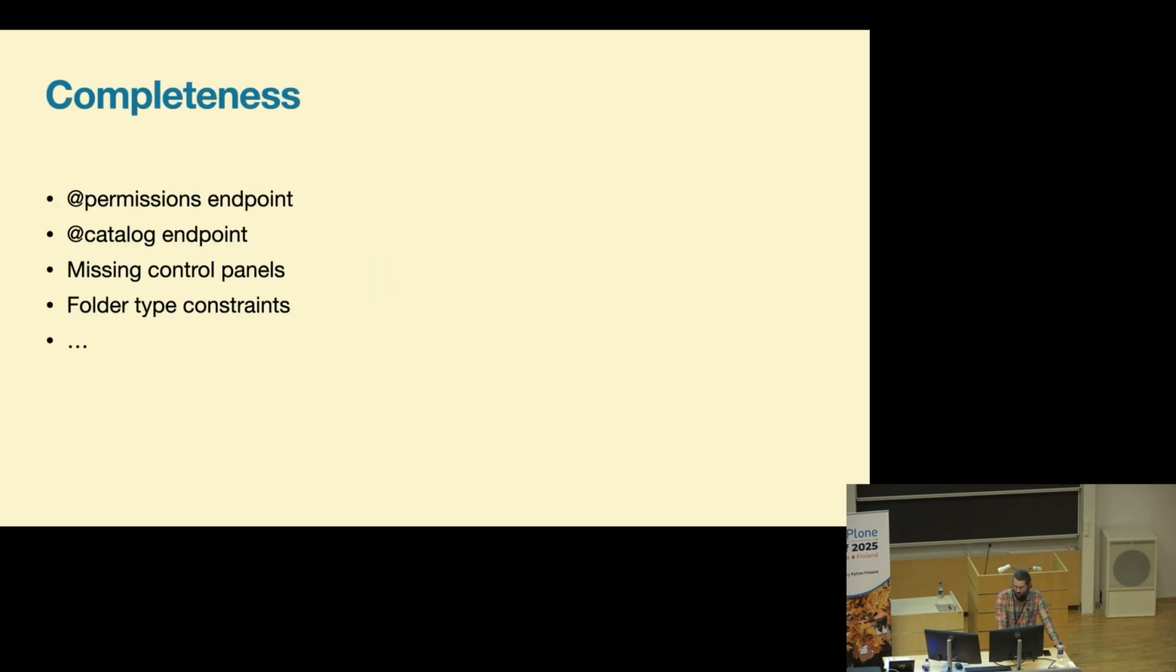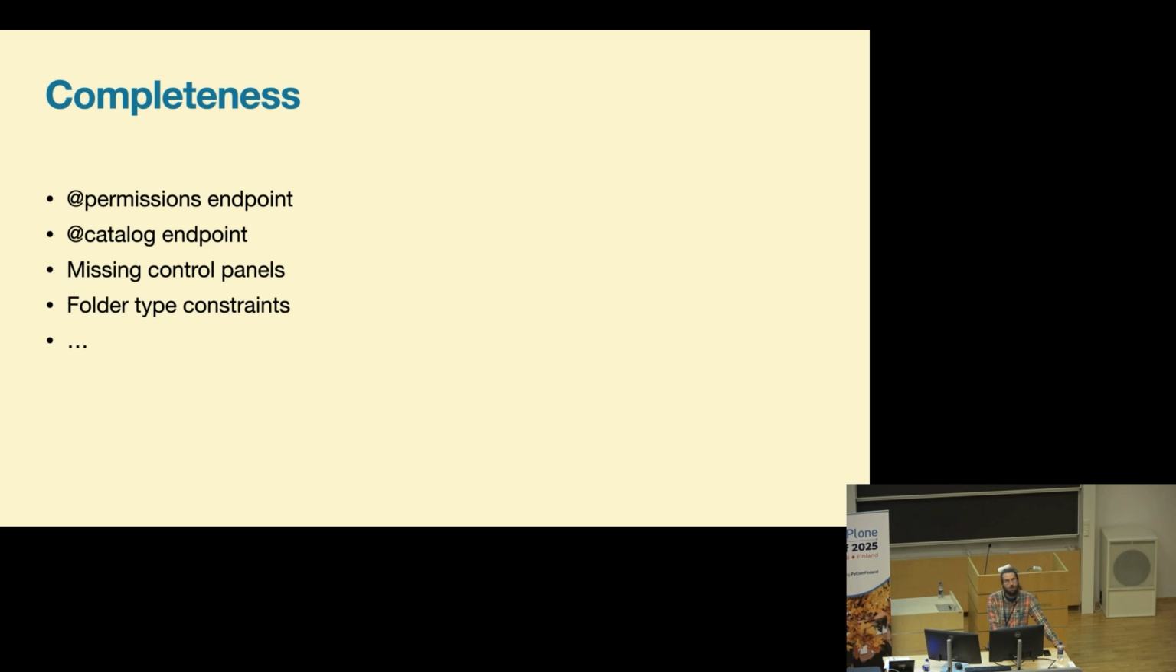Continuing to work on completeness. So one thing that would be nice to have is a permissions endpoint, so you can do the fine-grained, like seeing which roles have this permission at this point in the site and updating those permissions. A catalog endpoint to do the things that you can currently do in the ZMI to see what items exist and what indexes and what the values are, sort of poking at the internals. There's still a few control panel settings that are there in Classic, but not available through the REST API.